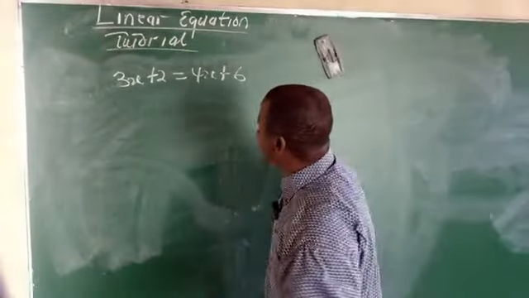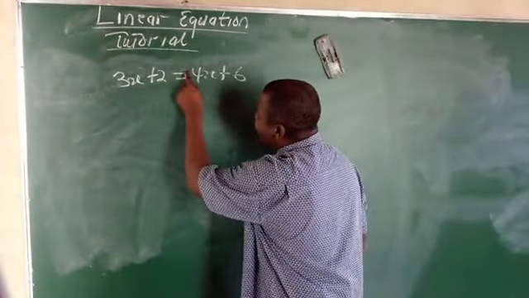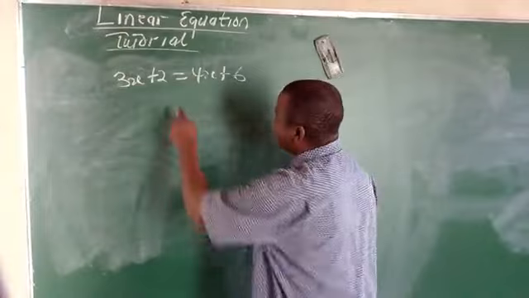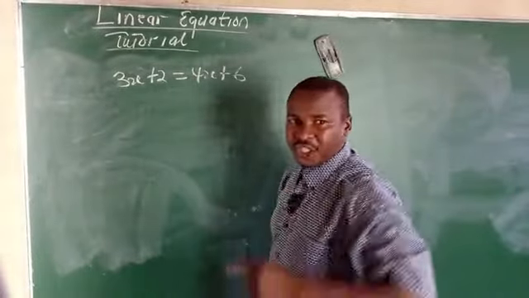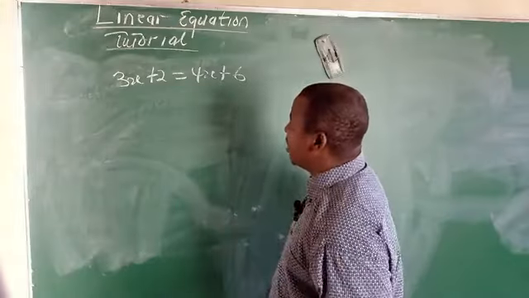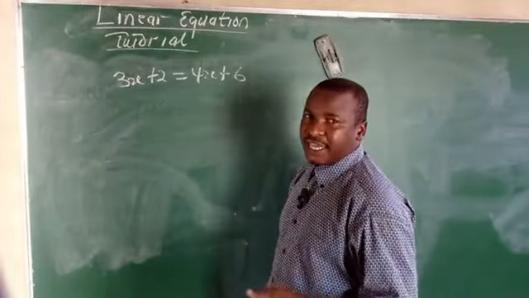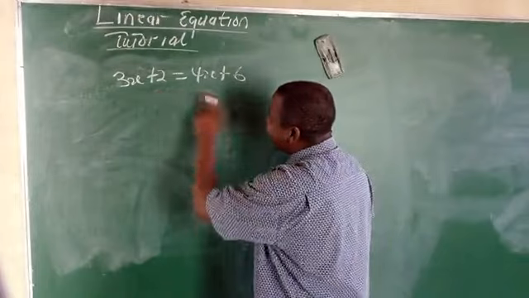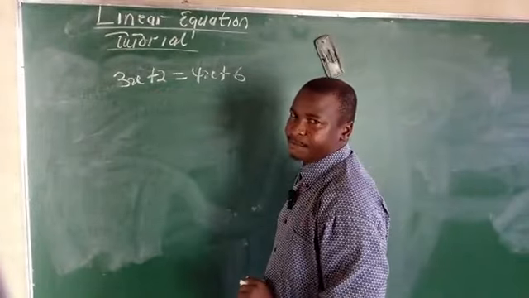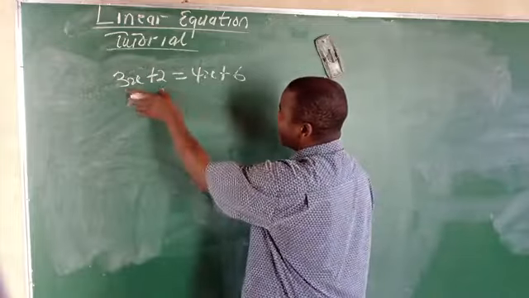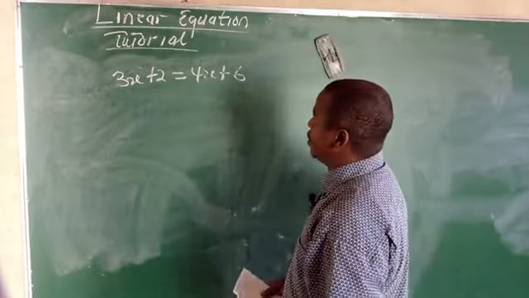So we call this an equation because of this equality sign. That is why the definition says it's a mathematical statement that shows the equality between two expressions. Like I told you, this is an expression and this is an expression.